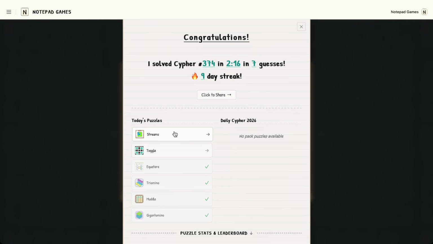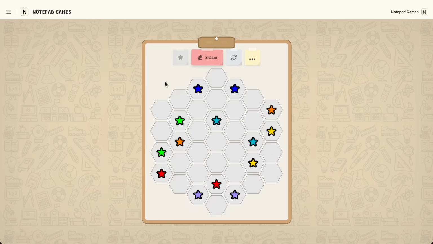Let's move on now to the streams for our second to last puzzle. So let's take a look what we have. This cell only the purple can get. That is a gimme. This cell, it looks like only the red is going to be able to get that. That is going to have to come out. So that looks like another gimme.